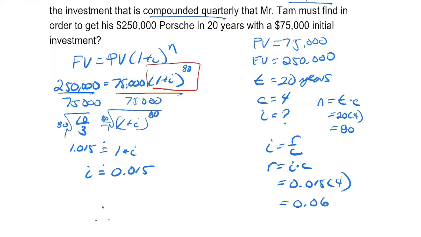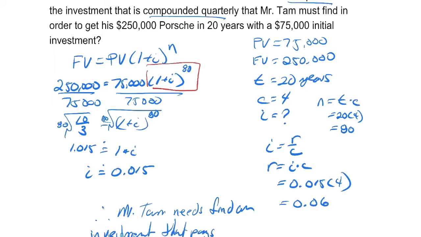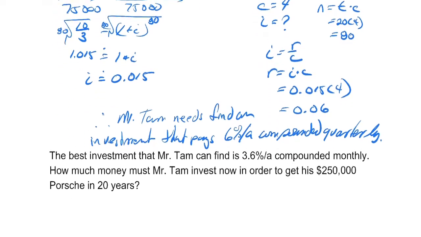So therefore, Mr. Tam needs to find an investment that pays 6% per annum, compounded quarterly. Okay, so that compounded quarterly is important because hopefully by doing your homework, we realize that depending on the compounding periods, this greatly affects our future value.